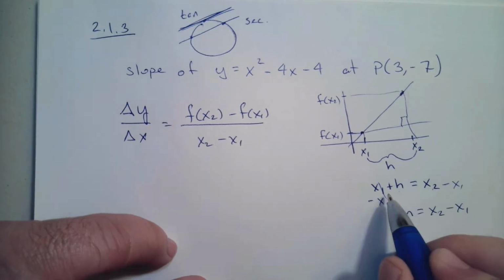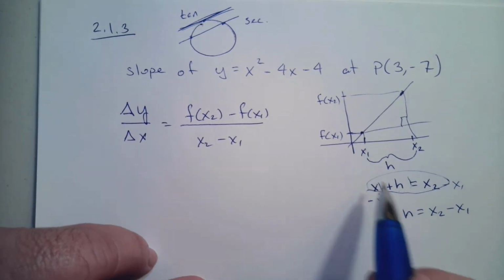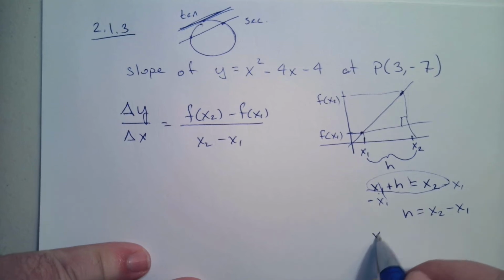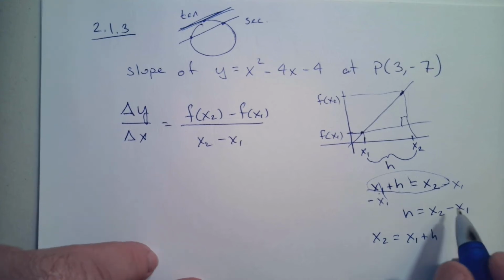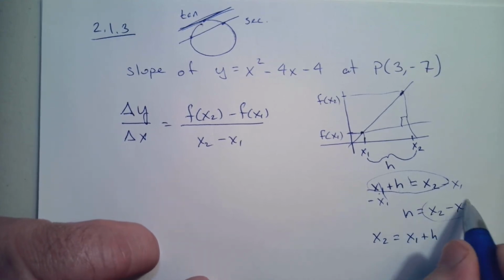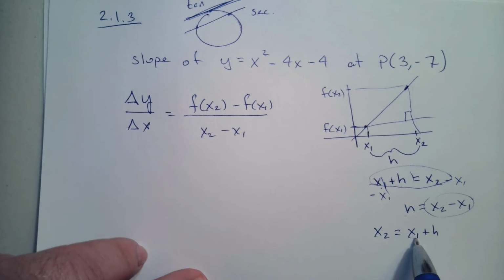And x2 is written as x1 plus h. This way, the distance between any 2 points is h. So we only deal with one value, x1.